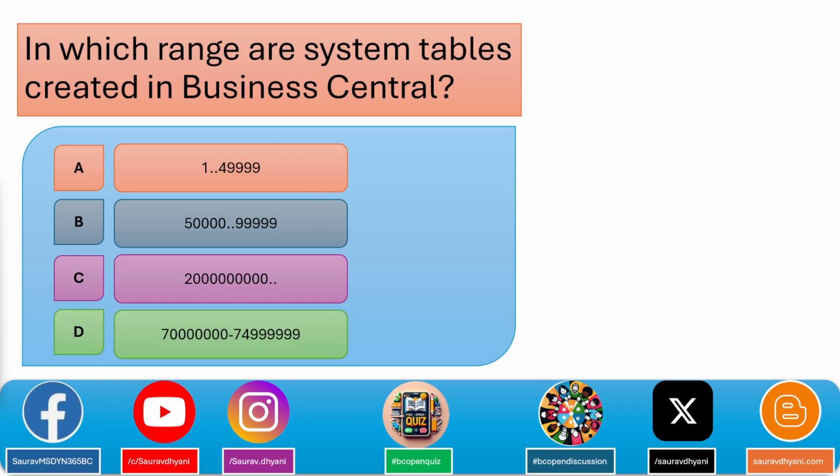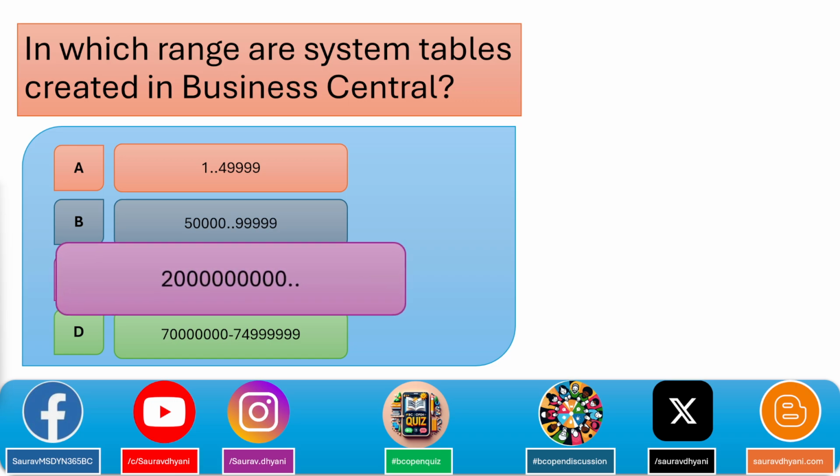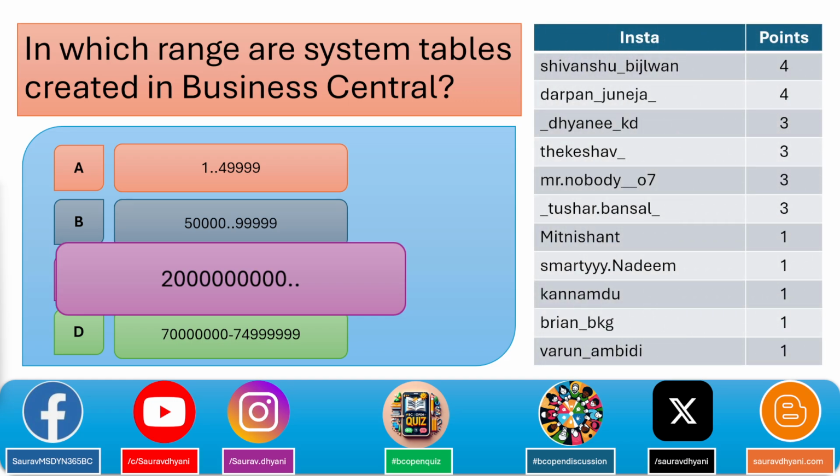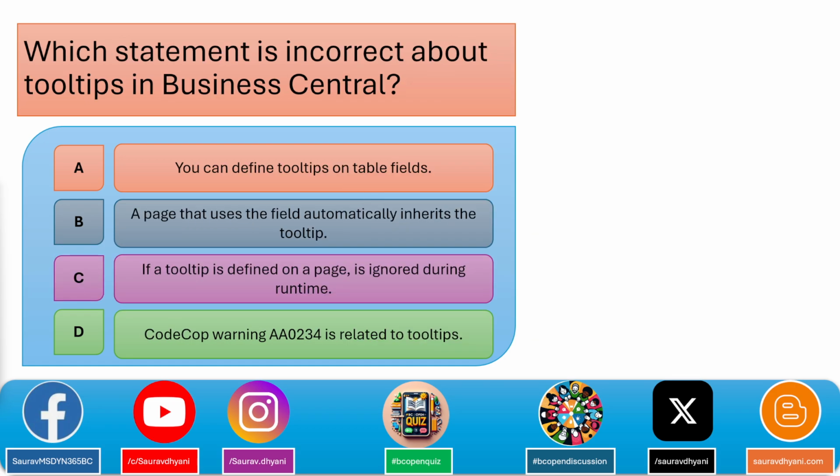In which range are the system tables created in Business Central? So there are certain system tables. So in which object ID range those tables are created? The correct answer was more than 2 million. And this is the updated leaderboard after people answered that question. Now, if you don't see your name in the leaderboard, you might have replied after midnight on the day when the question was posted. So that was kind of the condition of the quiz.